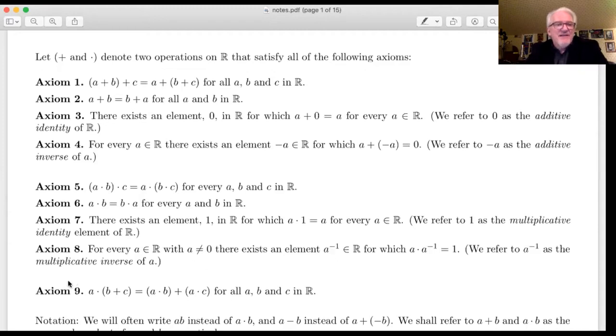And then we have this ninth axiom down here that tells us how multiplication and addition interact. We usually refer to this as the distributive property. We say that multiplication distributes over addition. And really we should have this written in two forms, this one as well as (b + c) times a equals b times a plus c times a. We'll talk about that in just a moment.